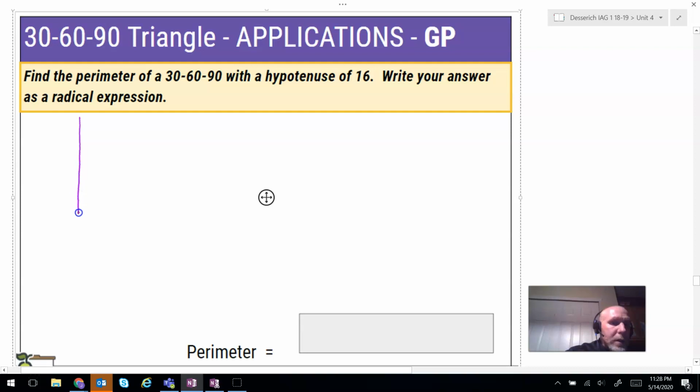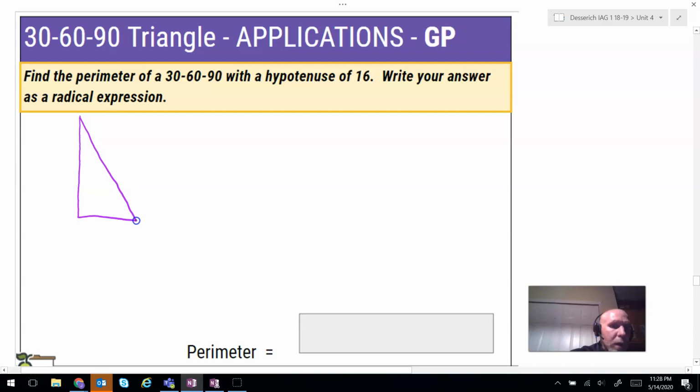So I'm going to draw a 30, 60, 90 triangle. Try to be really careful to make sure that one leg is clearly shorter than the other leg. You don't want to have it looking something like this. That looks a lot more like a 45, 45, 90 triangle. You really want to be careful and have one short leg and one long leg.